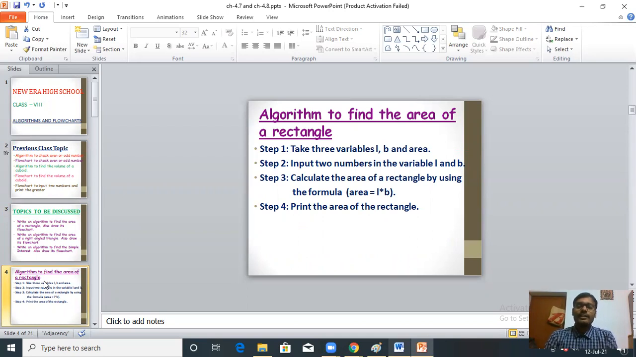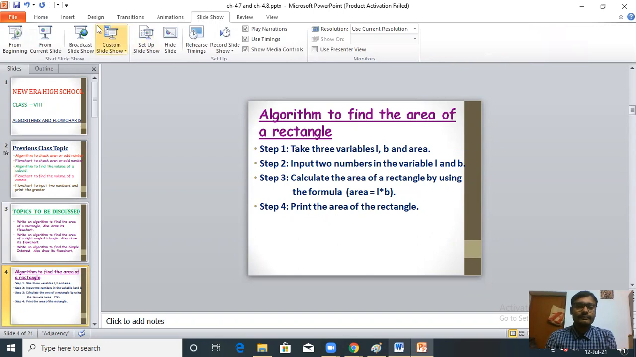So you know very well, this is the question to find the area of a rectangle, and you have to make the solution step by step. So step number 1, take three variables L, B and area. L for length, B for breadth and area to find the area of the rectangle.